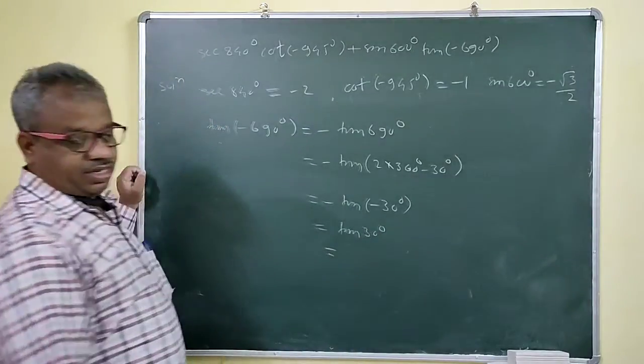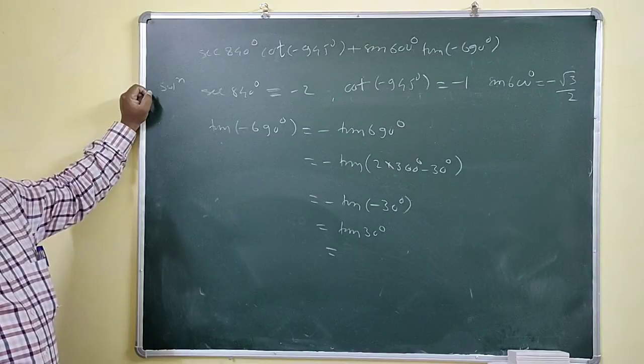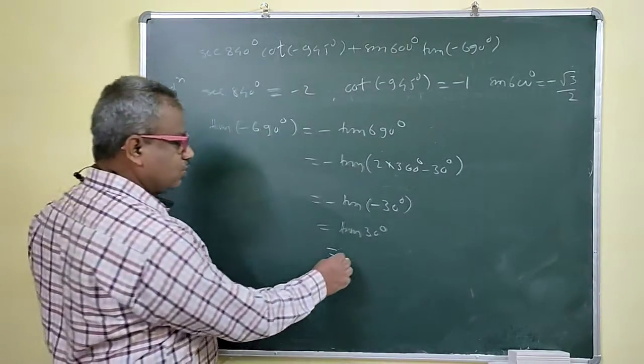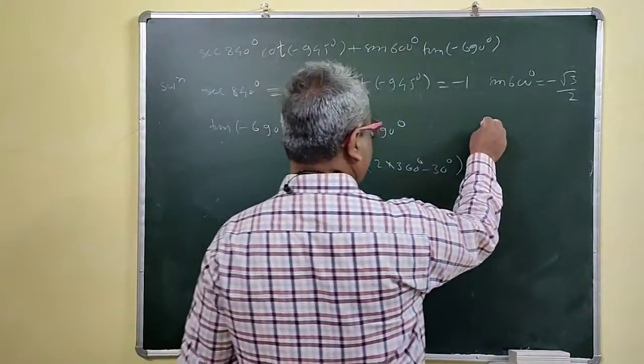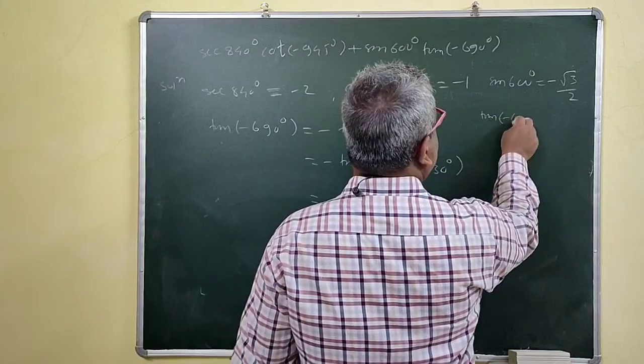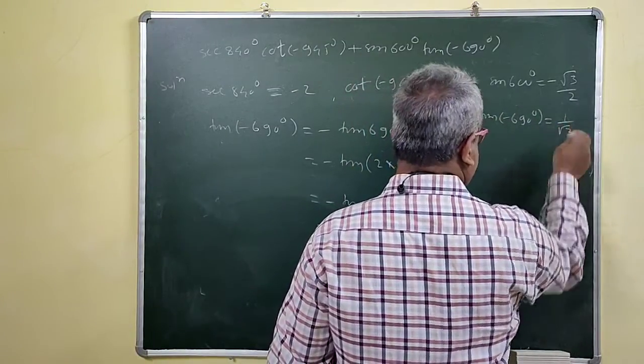And tan 30 degree is sin 30 upon cos 30, right? Cos 30 is root 3 by 2. So this is 1 by root 3. So tan minus 690 degree is 1 by root 3.